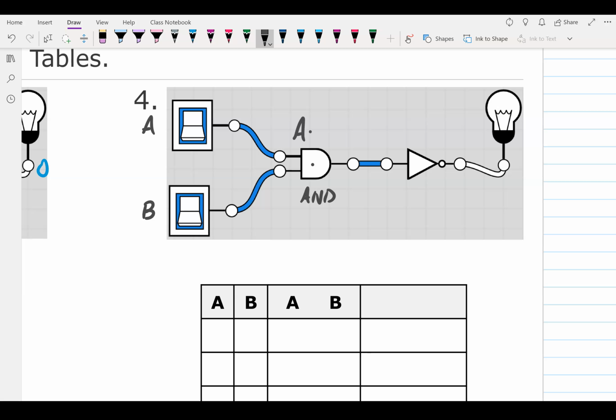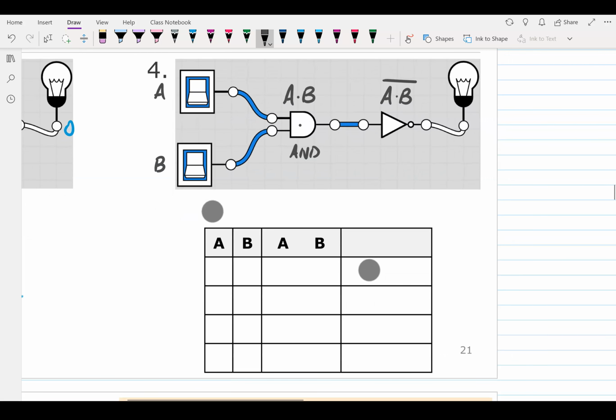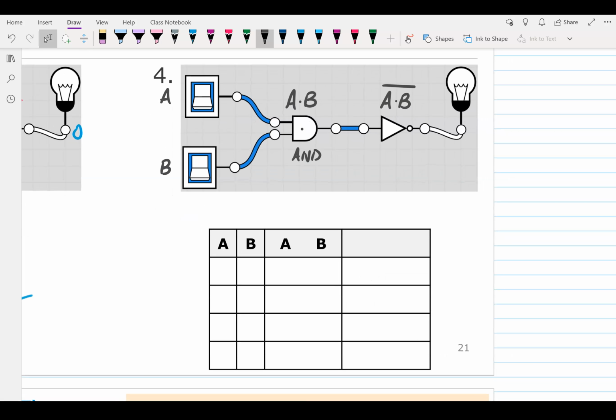This is A and B. It flows into a NOT gate, or a negation. So it's A and B, negated, not AB. Also known as a NOR. Oh my god, I'm mixing up all my words. Sorry, it's also known as a NAND. But we will get to that a little bit more a little bit later.